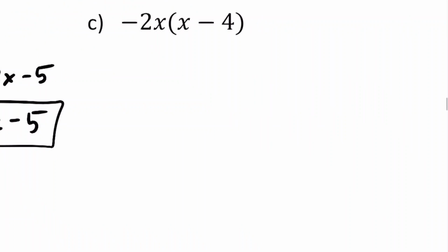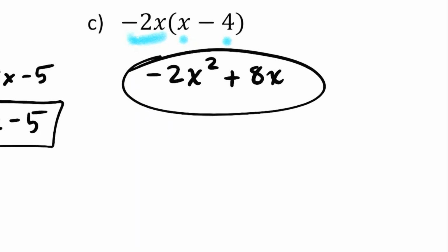And then the last one is the simplest form of this thing we call the distributive property. I'm going to multiply both of these, the negative 2x times an x and the negative 2x times a negative 4. And when I do that, I get negative 2x squared and then positive 8 times x. So that is the product of that monomial, negative 2x, times the binomial, x minus 4.